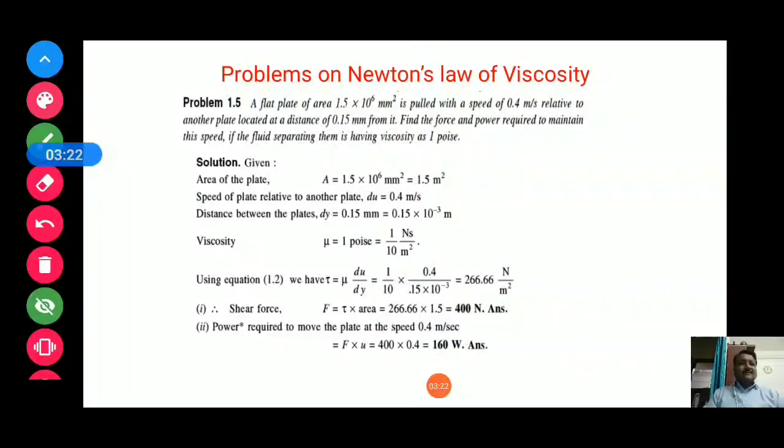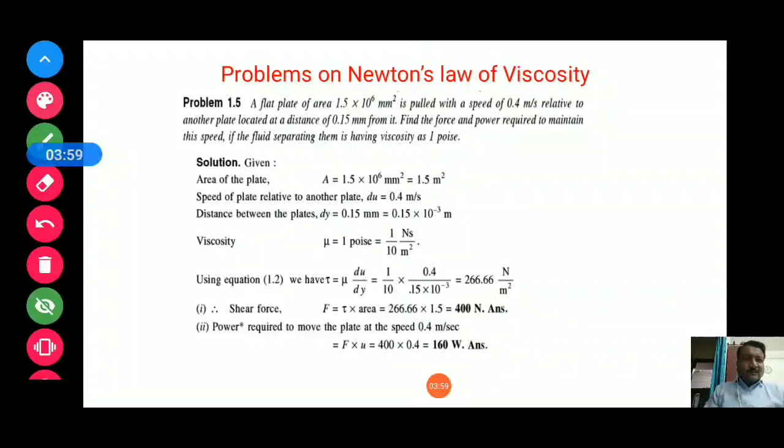I will read the first example. A flat plate of area 1.5 into 10 raised to 6 mm square is pulled with a speed of 0.4 meter per second relative to another plate located at a distance of 0.15 mm from it. Find the force and the power required to maintain this speed if the fluid separating them has a viscosity of 1 poise.